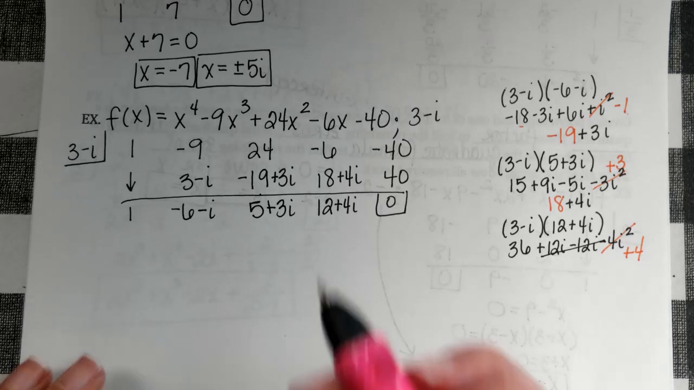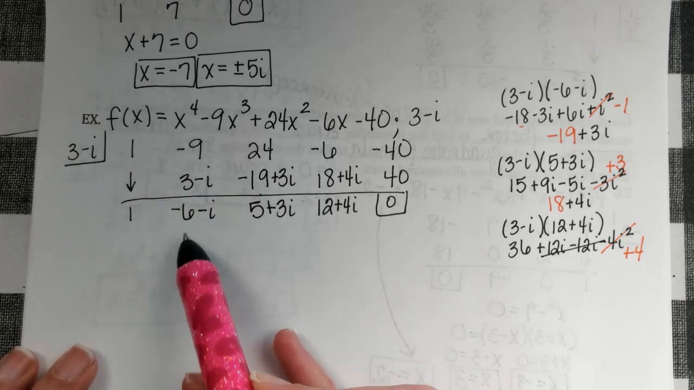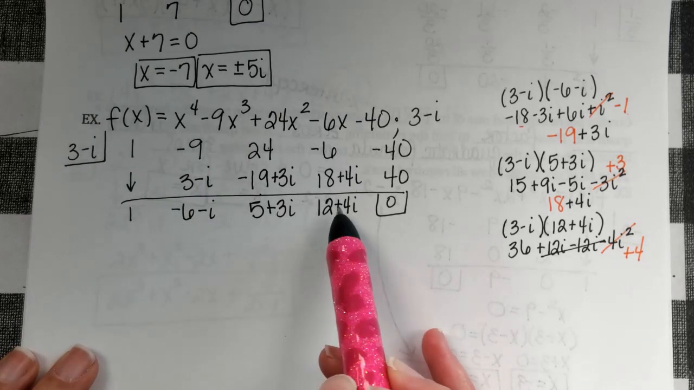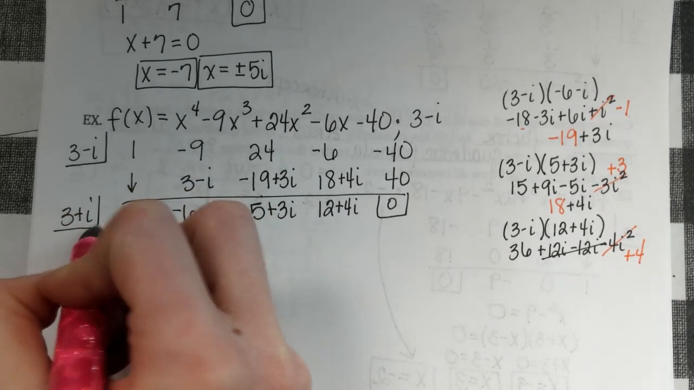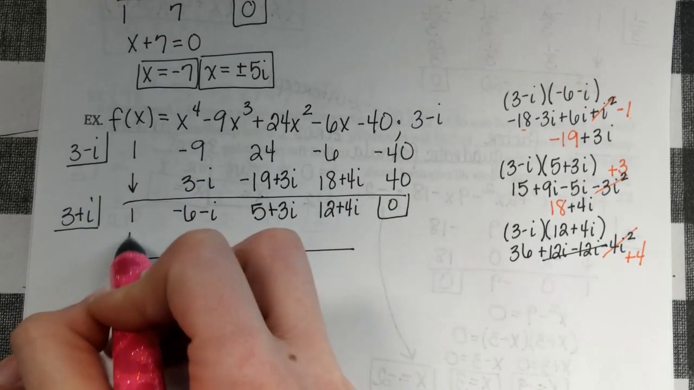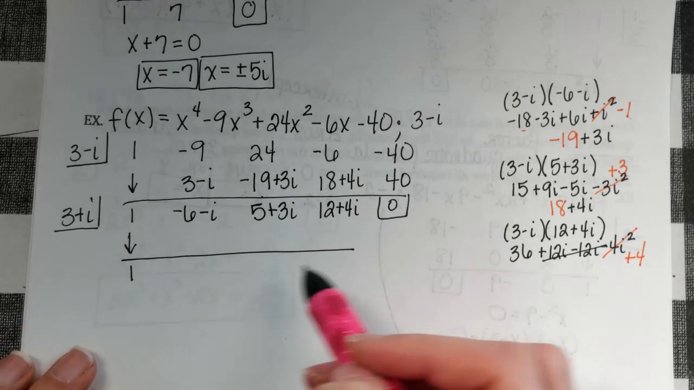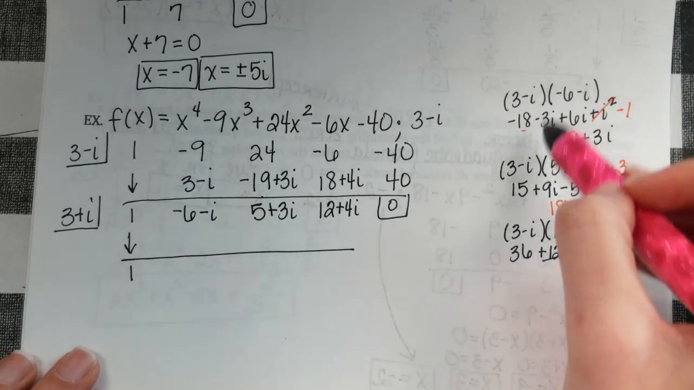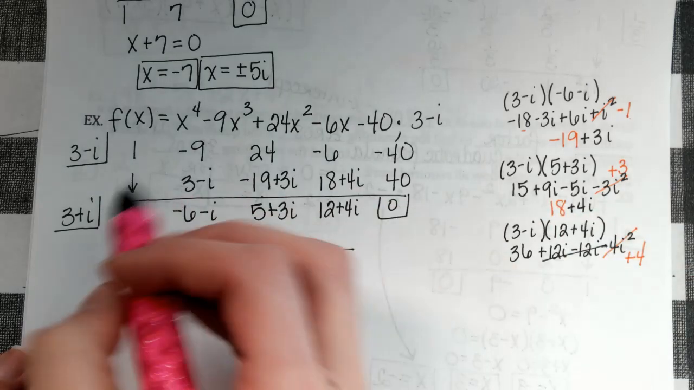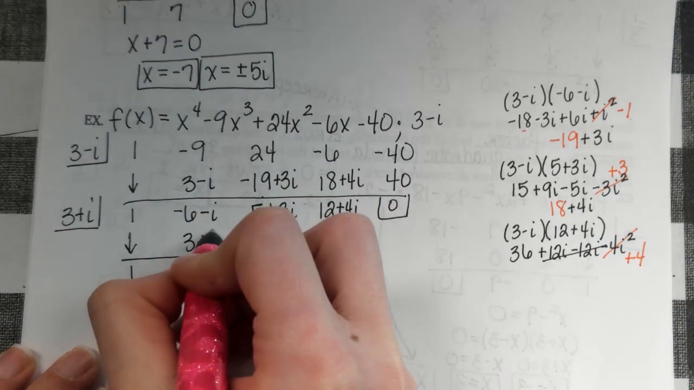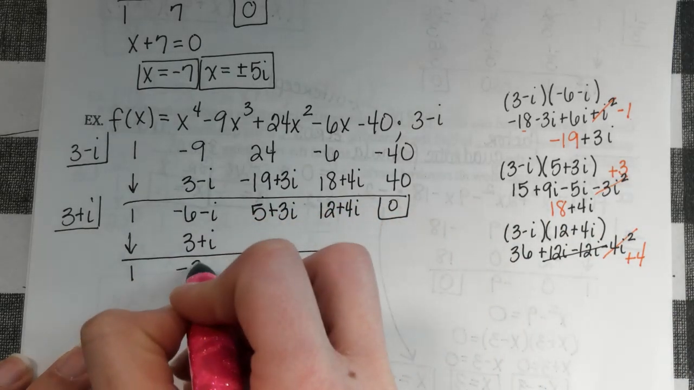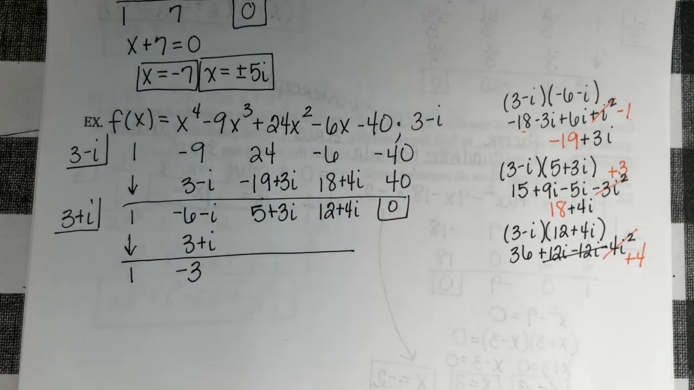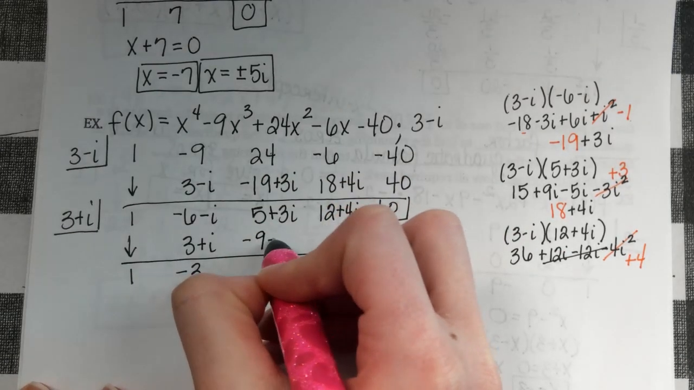Okay? Now I've done the 3 minus i. What am I going to do to cancel out these i's that are still remaining? 3 plus i, the conjugates. Now you should know those i's cancel out, so you're not going to have all of this long FOILing to do anymore. Okay, so 3 plus i. When I do that with the negative 6 minus i, the i's cancel, leaving me with negative 3. Negative 3 times 3 plus i gives me a negative 9 minus 3i.